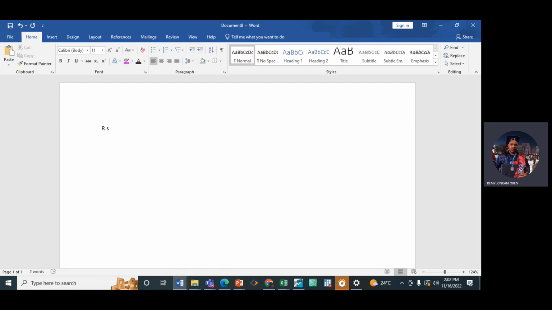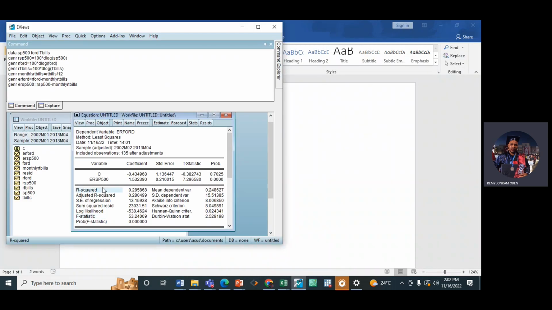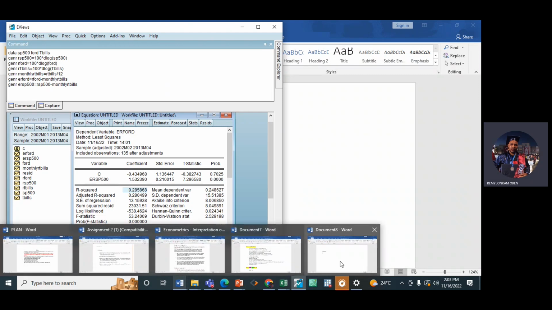Rho squared. By the way, I showed you this. This Rho squared value shows the explanatory power of the model, right? And it should be greater than 50%. If it is higher than 50%, it means the model has a decent explanatory power. If it is like 80-90%, we can say the model has a very high explanatory power. But if it is less than 50%, like you see here, 28%, it means the explanatory power of the model is low.